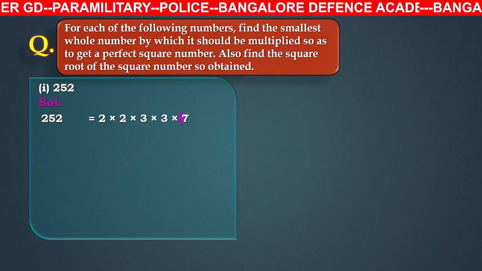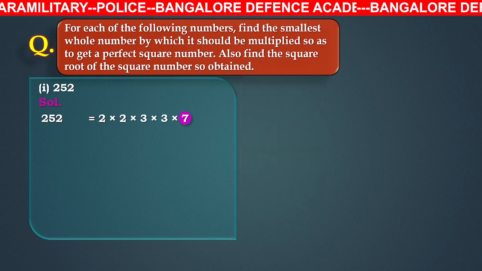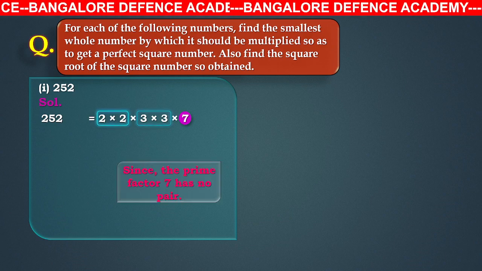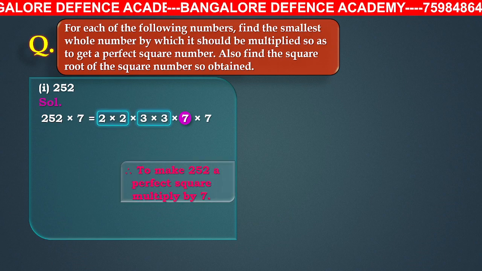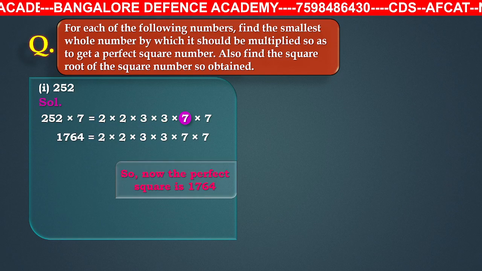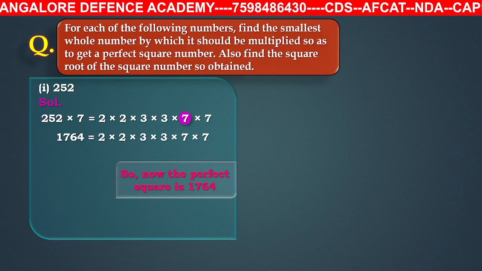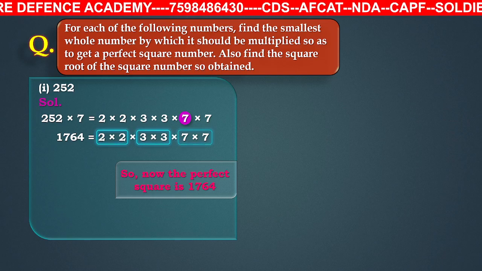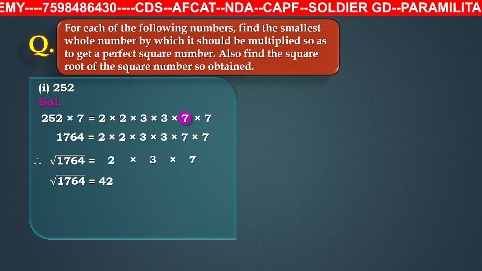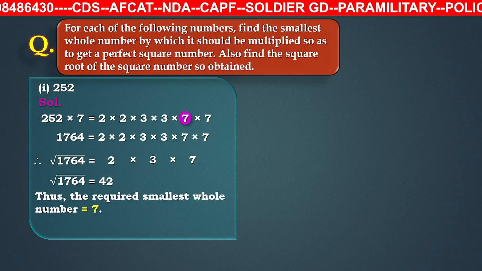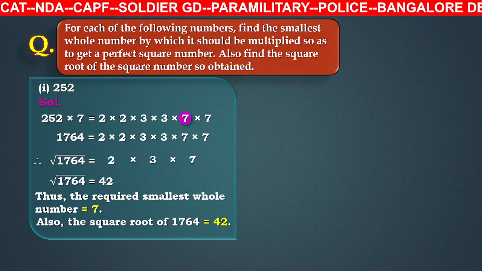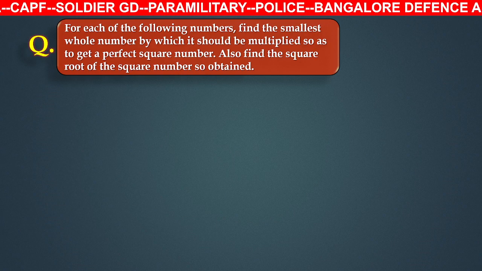Now I'm going to make pairs of this. The only number which does not have a pair is 7. So what number should I multiply here? I should multiply with an extra 7. So now if I multiply this, I get 1764. Okay, so 2, 3 and 7. So the answer is 2 into 3 into 7, that is 42. So the required smallest whole number which I should multiply is 7, and the square root of 1764 is 42.